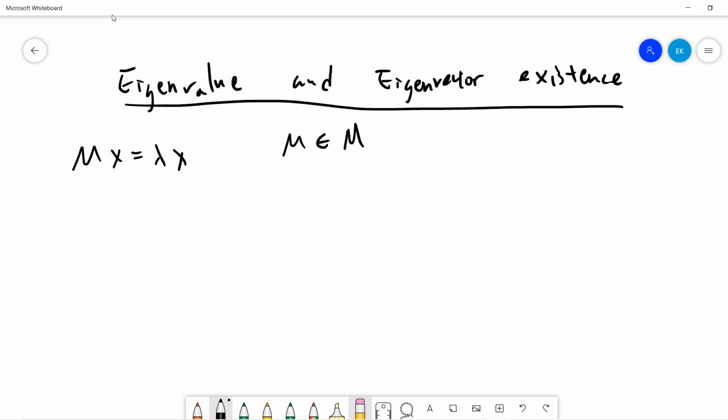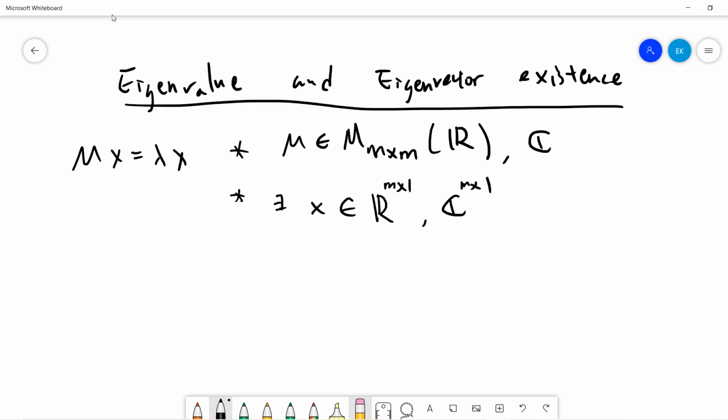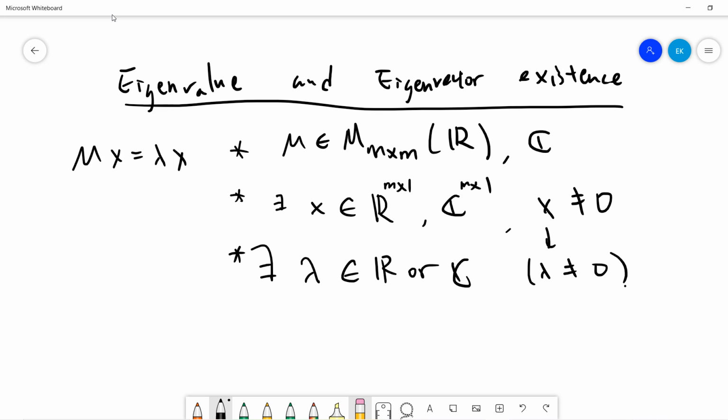Suppose M is an m by m matrix with real or complex coefficients, and you are told that you can find such an x which is non-zero. So x is a column vector, which you can view as a real m times 1 or complex m times 1. And you are also told that there exists some lambda, which may be a real or complex number, such that Mx equals lambda x always exists. The important part is that x must be non-zero. If lambda is non-zero, then sure, x should be non-zero. So this is the usual setting.